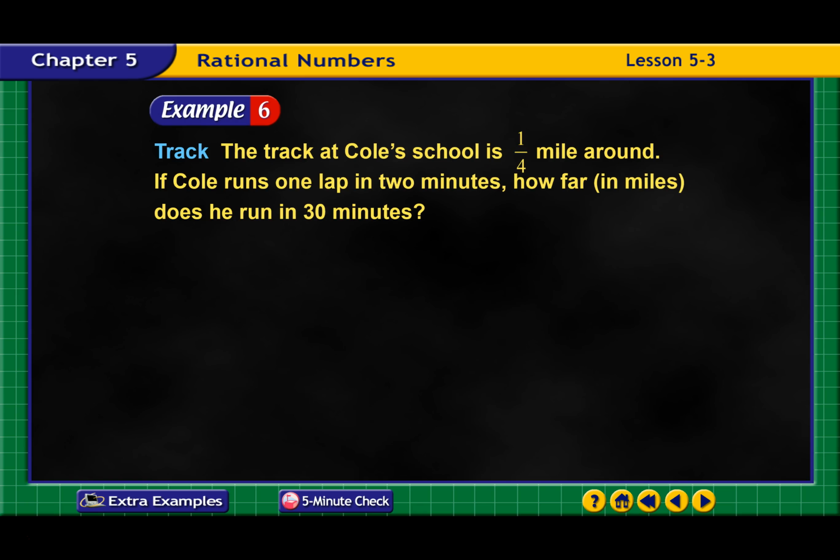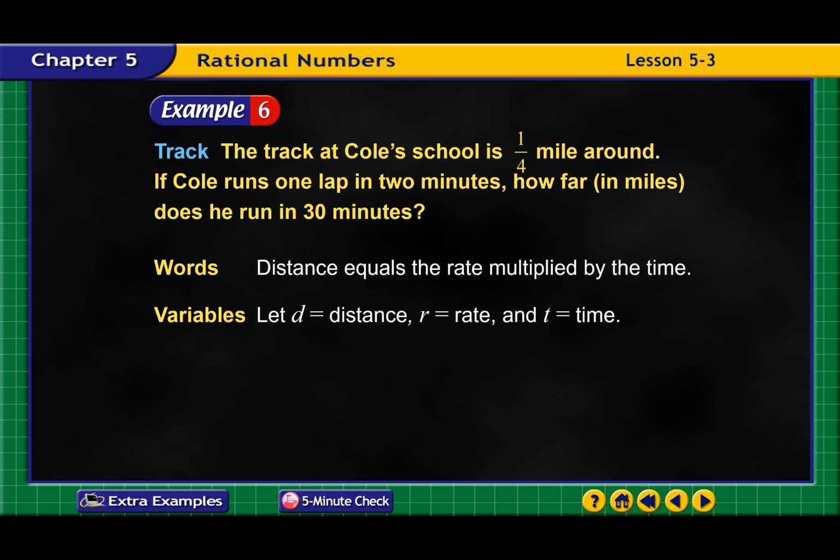All right, the track at Cole's High School is a quarter-mile round. If Cole runs 1 lap in 2 minutes, how far in miles does he run in 30 minutes? Well, 1 lap takes 2 minutes, so a mile would be in 8 minutes. All right, let's go. Distance equals rate multiplied by the time. So let D be distance, R rate, and T time. Distance equals rate times time is the formula we're going to use.